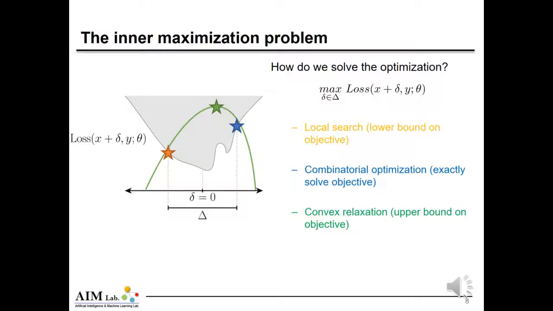And finally, we can also form an upper bound on this loss function, at least over the region of delta. And this upper bound has the property that it is convex or concave. And by maximizing it, we can actually find exact solutions as well. Then we'll also get verification of whether or not an adversarial example exists.